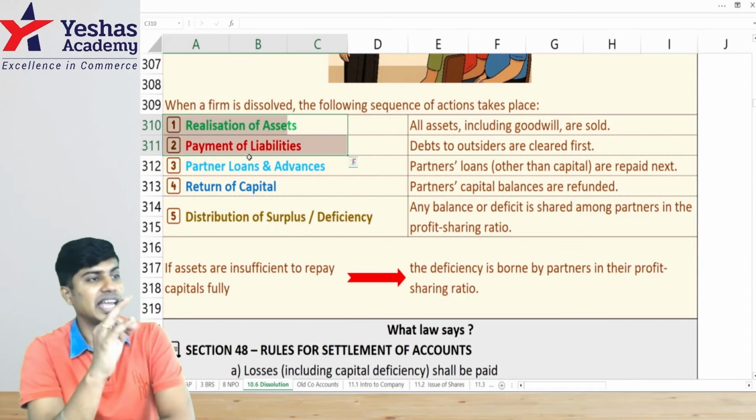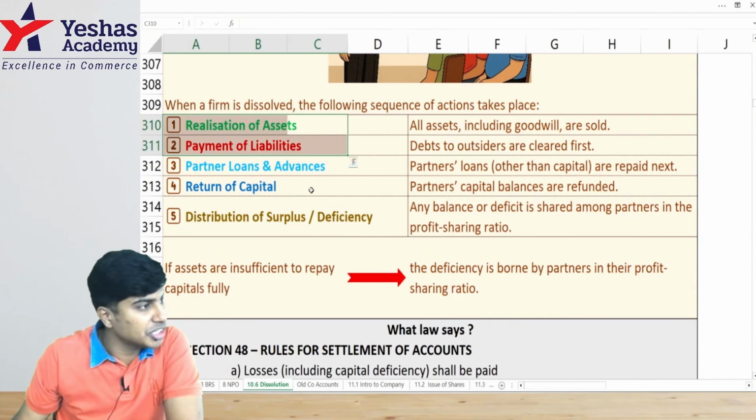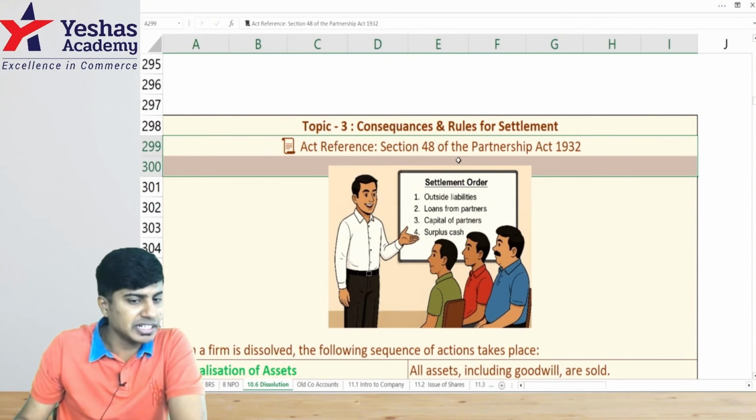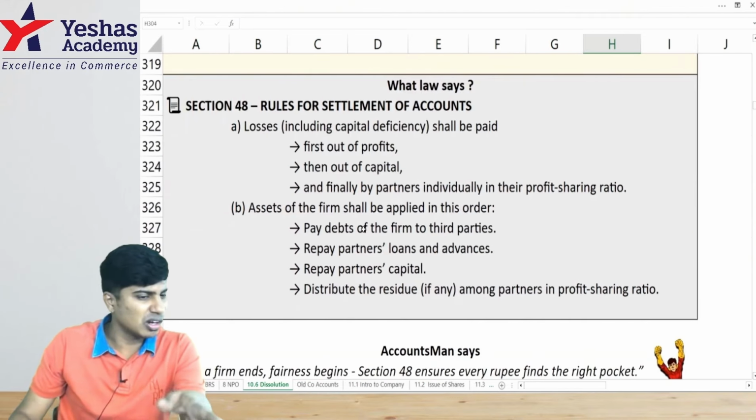By default, any surplus or any deficiency should be shared between partners in what ratio? Profit sharing ratio. This is given under Section 48 of the Partnership Act 1932. And I have given you the entire law as well.